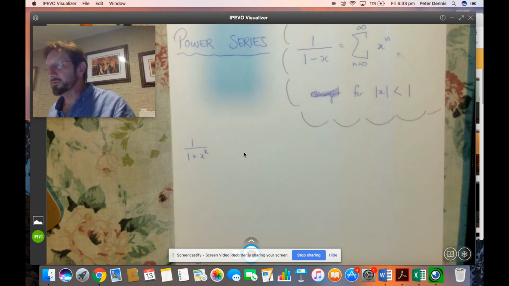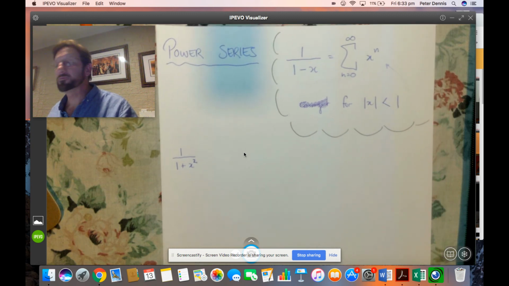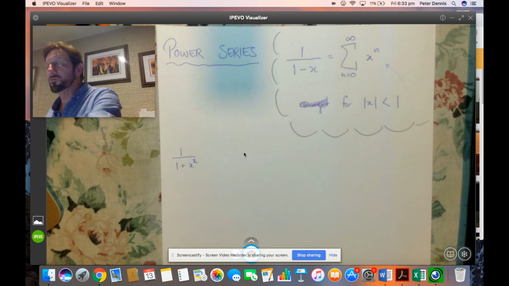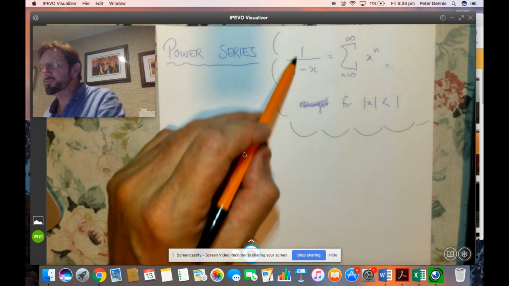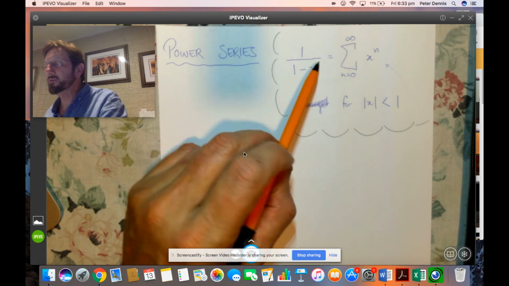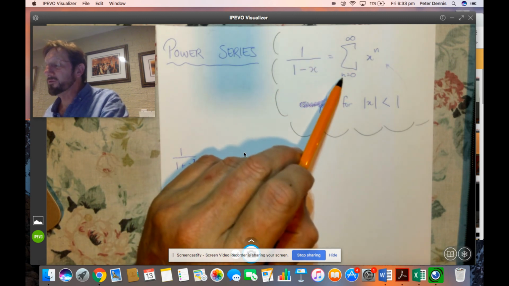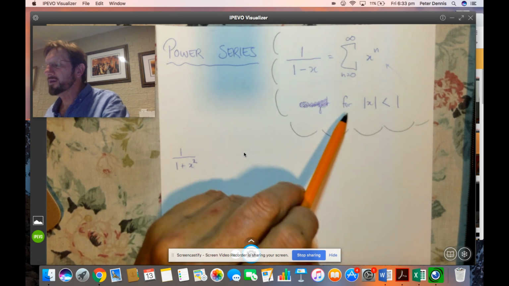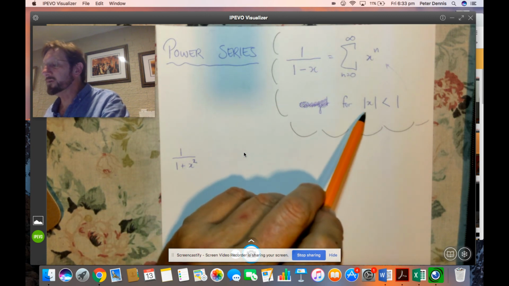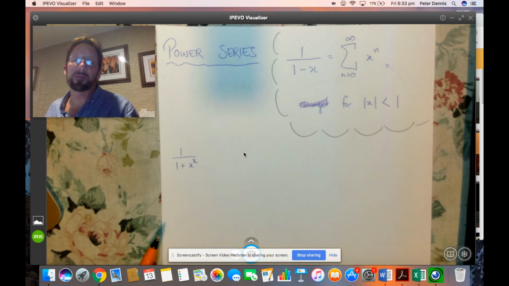We're going to look at power series and writing functions as power series. The one thing that we're often going to fall back on is something like this: 1 over 1 minus x can be written as the sum, as n goes from 0 to infinity, of x to the n. But this only works for the absolute value of x less than 1.